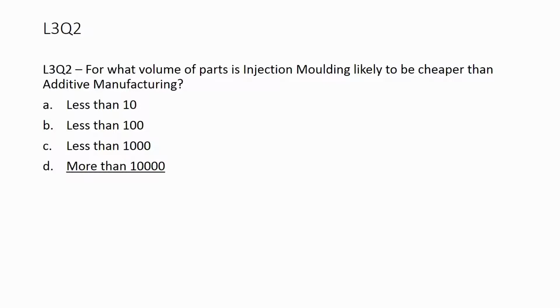Obviously, there are parts that you couldn't make otherwise, in which case there's no comparison. But with injection molding, the crossover, that economy of scale, is much higher. So you can have fewer than 10,000 parts, and additive manufacturing will only be economical after about 10,000 parts.